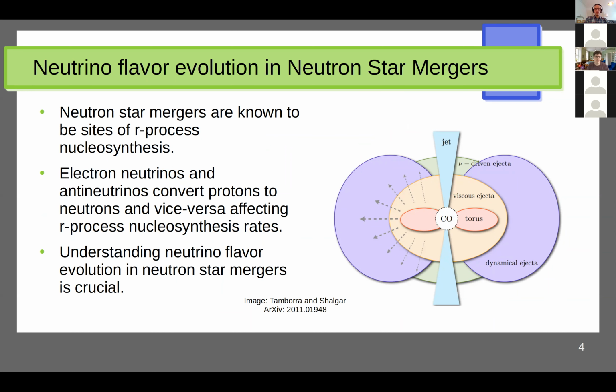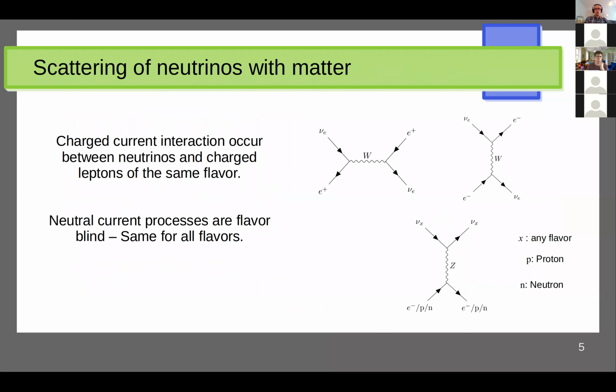The same thing is true for neutron star mergers. Huge numbers of neutrinos are emitted in a neutron star merger, and these neutron star mergers are sites of R-process nucleosynthesis. Now, R-process nucleosynthesis is the process by which some elements which are much heavier than iron, like gold and platinum, are formed. And the synthesis of these elements requires a very neutron-rich environment. And protons can be converted to neutrons and vice versa by neutrinos. So that is why we need to know the neutrino densities and their flavor in order to understand the R-process nucleosynthesis. So this is the motivation why we want to try and understand neutrino flavor evolution.